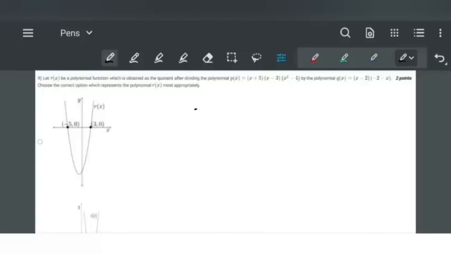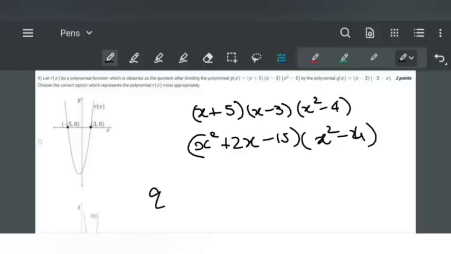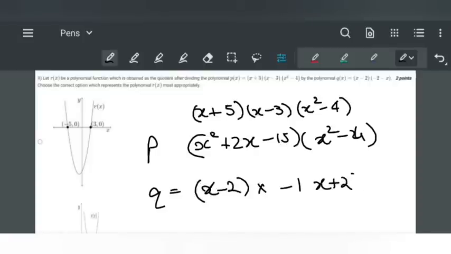Ninth question, let r(x) be a polynomial function which is obtained as a quotient after dividing polynomial p(x) by q(x). Let us first simplify the polynomials p(x) and q(x). p(x) is (x plus 5) multiplied by (x minus 3) multiplied by (x square minus 4). Okay, this is (x square plus 5x minus 3x, which is plus 2x, minus 15) multiplied by (x square minus 4), and q(x) is (x minus 2) multiplied by minus 1 common (x plus 2), which is equal to minus of (x square minus 4).